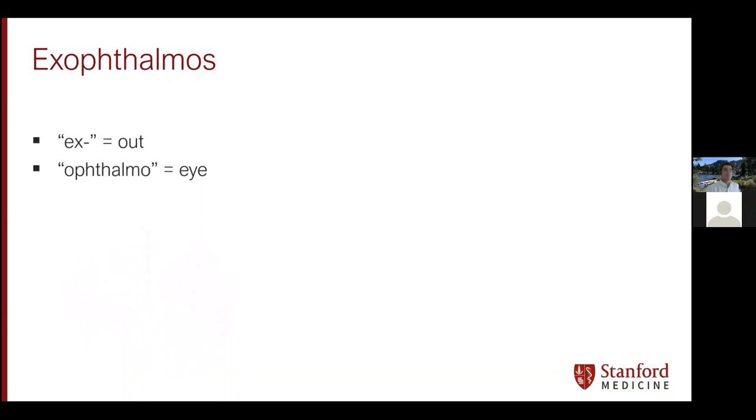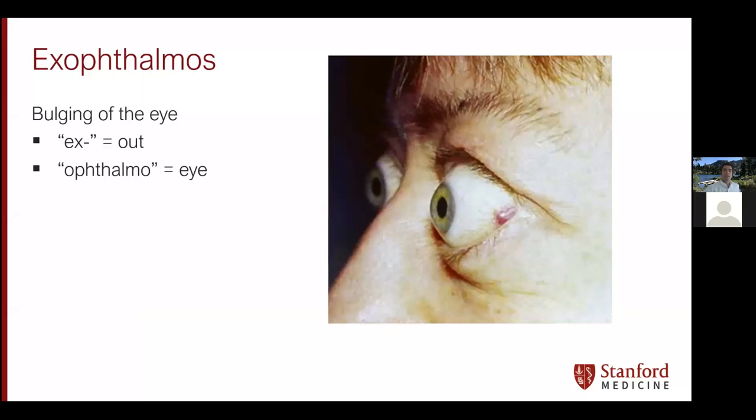Yeah, so those are really good points. So this is one of those tricky ones where it's a little tough to figure out exactly what the root and what the prefix is. So in this case, what it's referring to is ophthalmo, which is eye, and then ex is out. And so everyone's exactly right. So it's bulging of the eye. And this is a good example of it. And it's most frequently seen in a condition called Graves' disease.